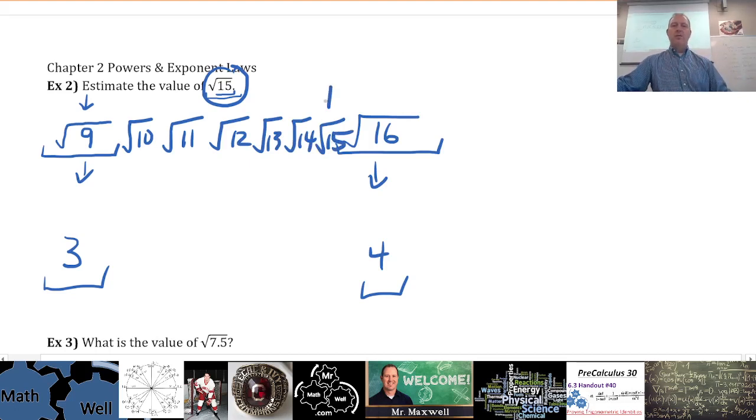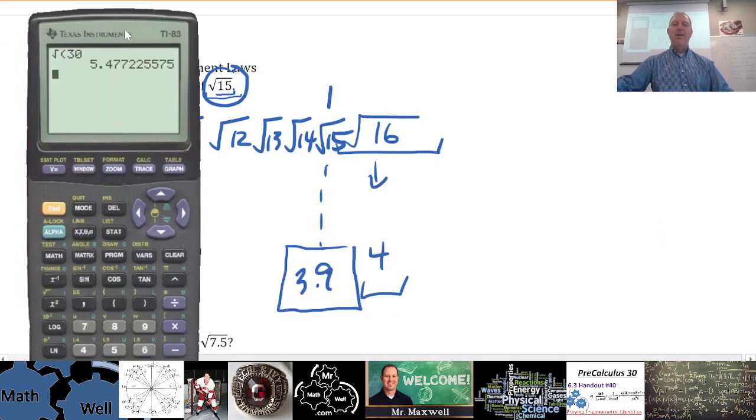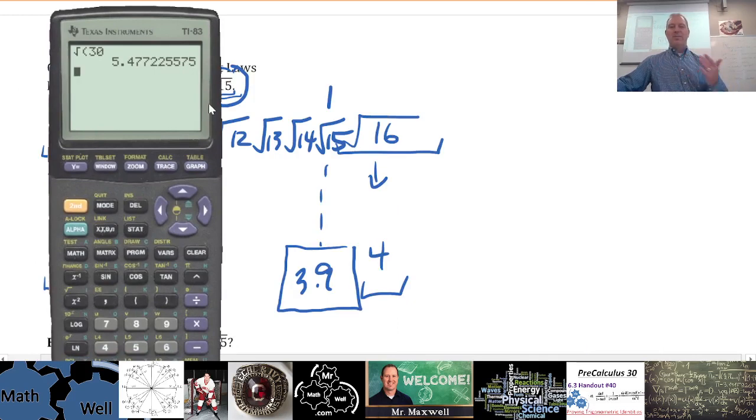Root 15 would be greater than root 14 and less than root 16. So we are looking right about here. So maybe like a 3 point, what would you say? 3.9? 3.8? 3.87. Okay, that's pretty good. So 3.9. Let's just go to one decimal place and test, because you're right, it's probably going to be more than one decimal place that we're going to see. But let's just give that a test here now.